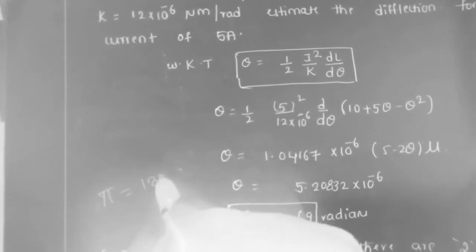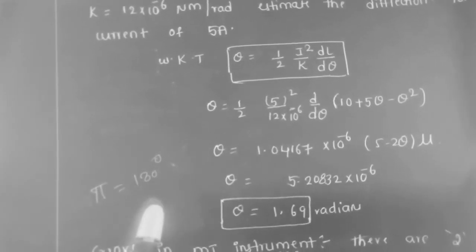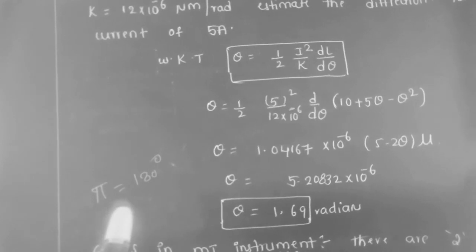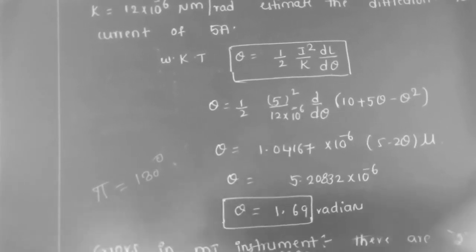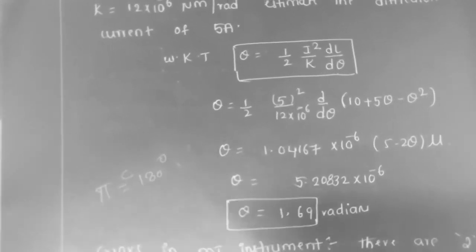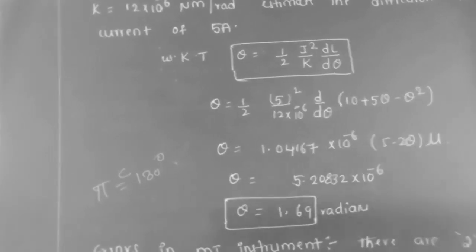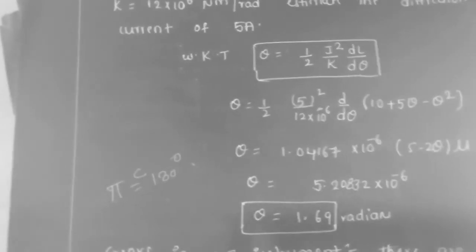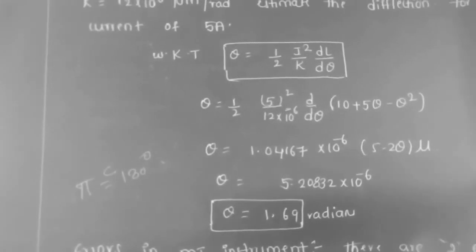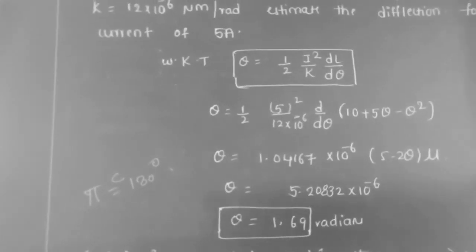Pi radians equals 180 degrees. Similarly, what is 1 radian equal to? We can convert by using the radian to degree conversion.